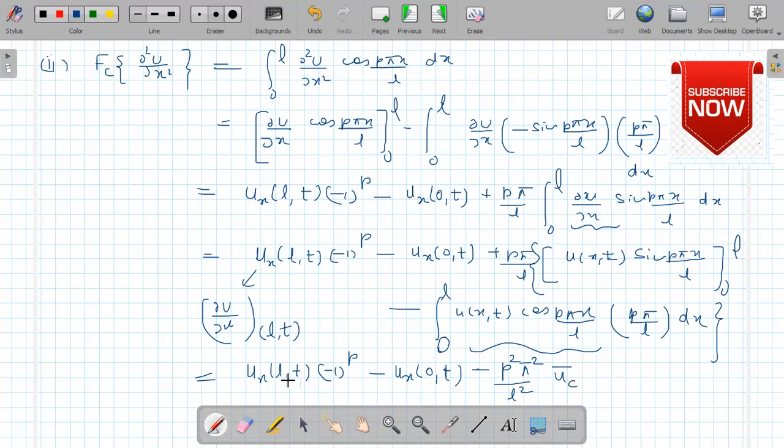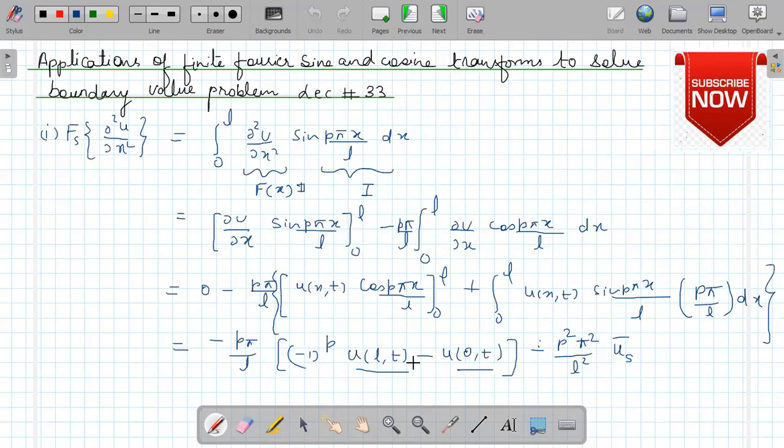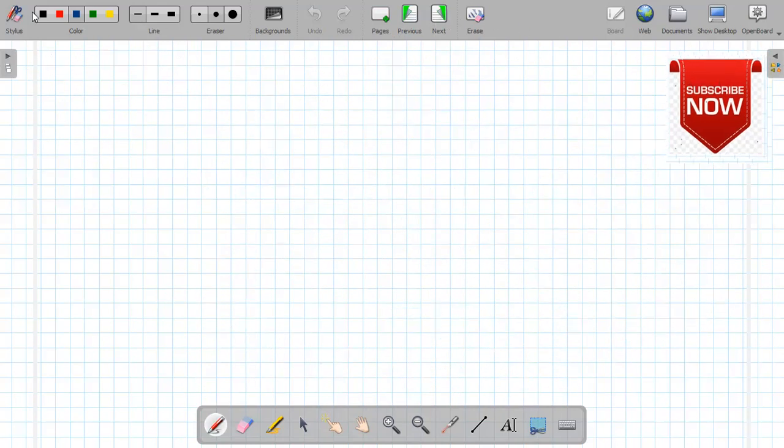So you see that we need the derivative value at (0,t) and (L,t). So this is the hint that you have to apply whether sine transform or cosine transform. If you are given the derivative value at 0 and L, you apply Fourier cosine transform. If you are given the value of u at 0 and L, you will apply Fourier sine transform. So let's see one example.